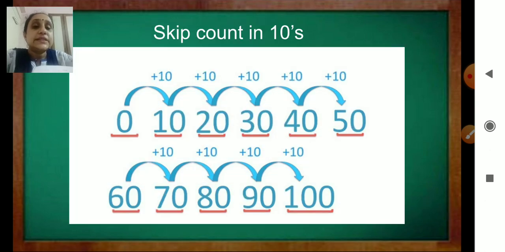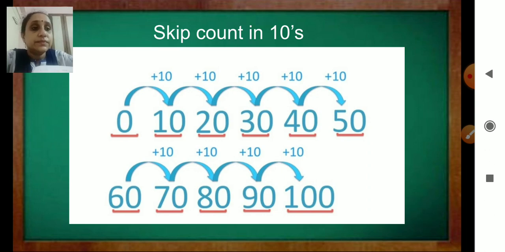Skip count in tens, starting from 0, 0, 10, 20, 30, 40, 50, 60, 70, 80, 90, 100. So again here also skip count in tens. What are we doing? We are adding plus 10, plus 10. 0 plus 10, 10, 10 plus 10, 20, 20 plus 10, 30. Okay, so plus 10, plus 10, and we can do skip count in tens.